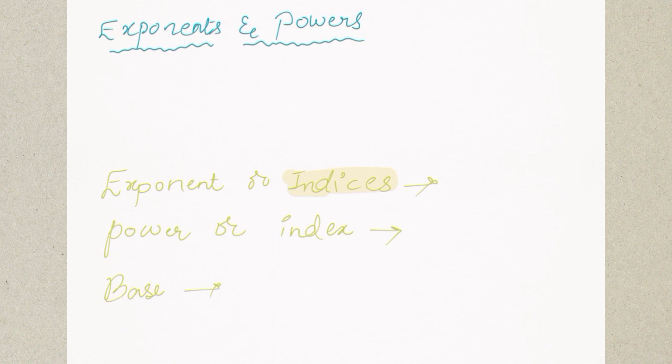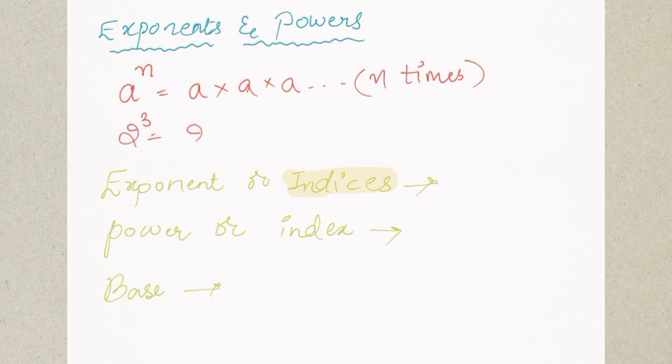So a number a, if it is to the power n, it means that a is multiplied n times, right? You all know this. This is nothing new for you. You have been studying since 8th standard. Suppose I have an example, 2 cube. If I write it, it means 2 is multiplied 3 times. So this is the base.